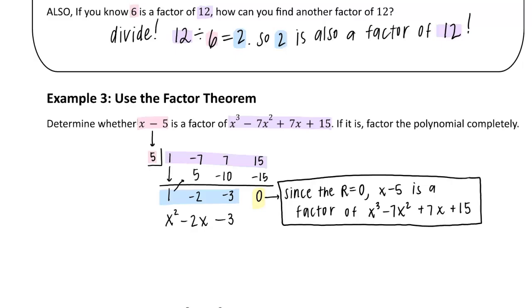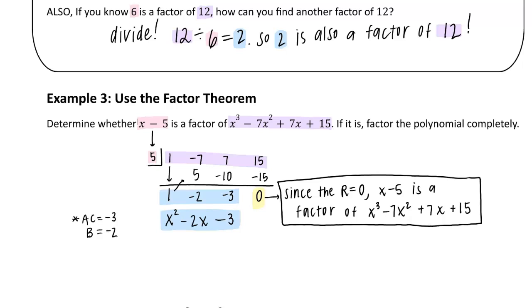Now, the other part of the question said if it is a factor, you need to factor the polynomial completely. So once you have found the quotient, you need to factor that more using our factoring techniques we were working on previously in chapter 4. So this one is a quadratic, and it has 3 terms. Anytime you have 3 terms, you're going to use the AC method. So you'll take a times c. In this case, it's 1 times negative 3, so you get negative 3. And you write down your b value. In this case, it's negative 2.